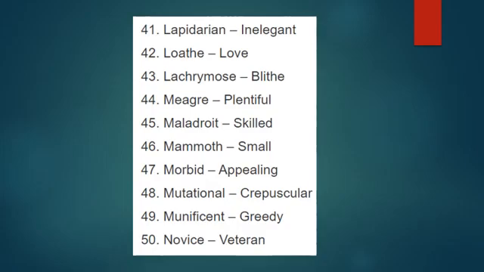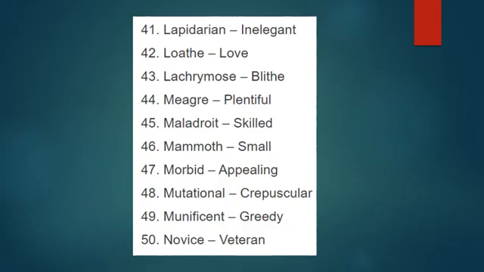Mammoth, huge. Mammoth, very large. Small will be the opposite word. Morbid. Morbid is very deathly, very cheerless, bleak. That's morbid. Appealing. Mutational. Mutational, there's a genetic change in that. So when there's a genetic change, that is mutational.